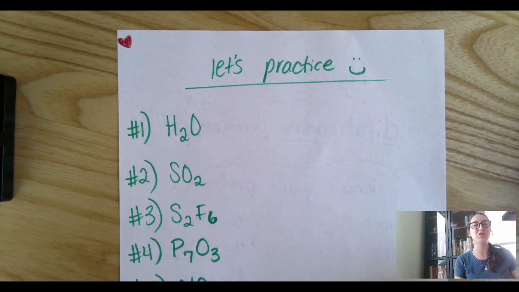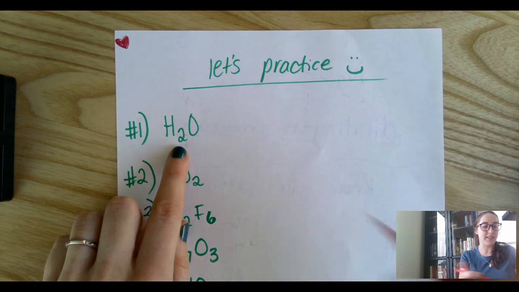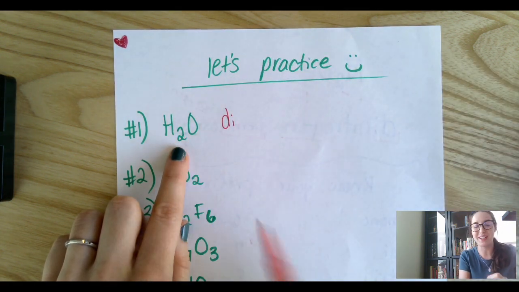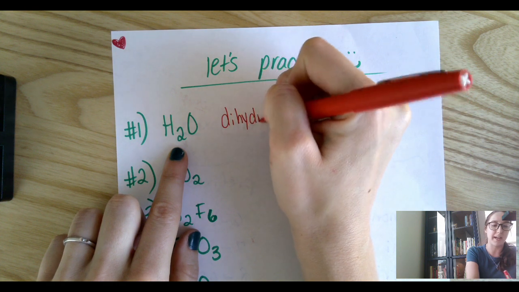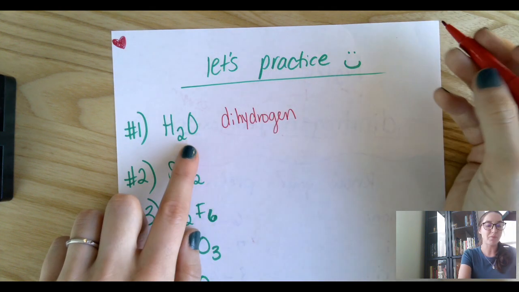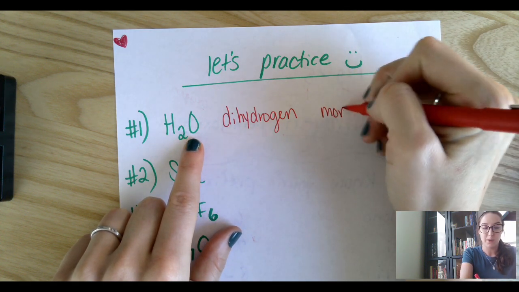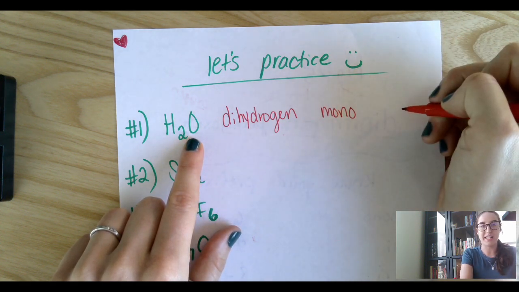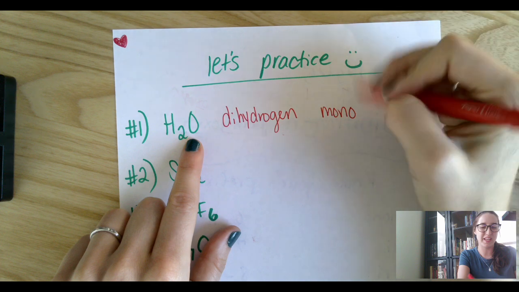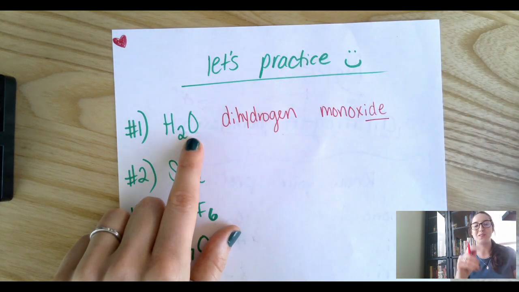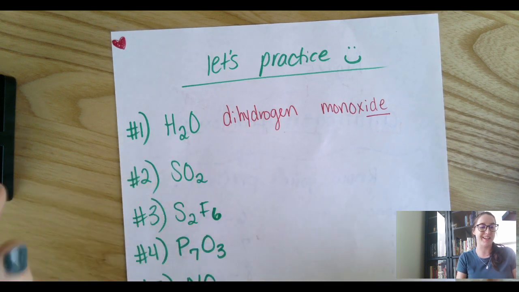Number one, we have H2O, okay? So I'm going to say di because I have 2 of them, and then di what? Hydrogen, right? I have 2 hydrogen, so I'm going to say hydrogen. And then I'm going to say I have 1 oxygen, so I need to say mono, right? And then I'm not going to put oxide here. We don't want to say monoxide. That sounds funny, so we're just going to say monoxide. Make sure you're ending it in ide, all right? So dihydrogen monoxide is the fancy name for water.